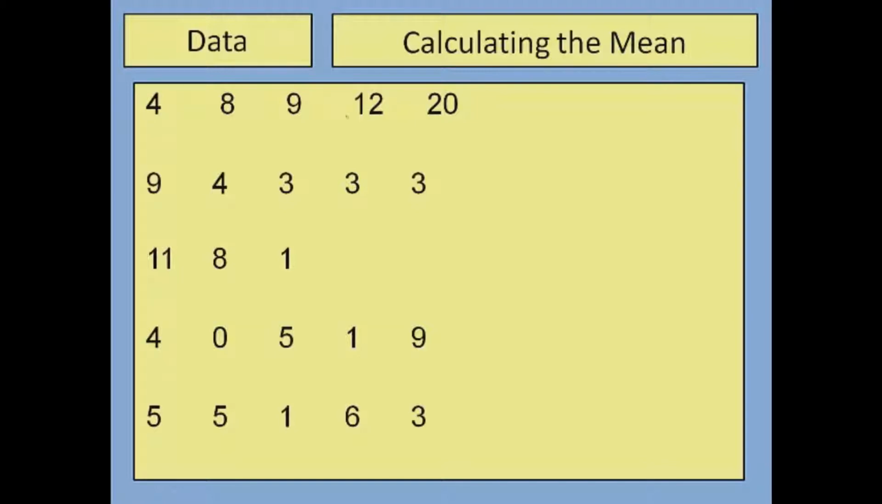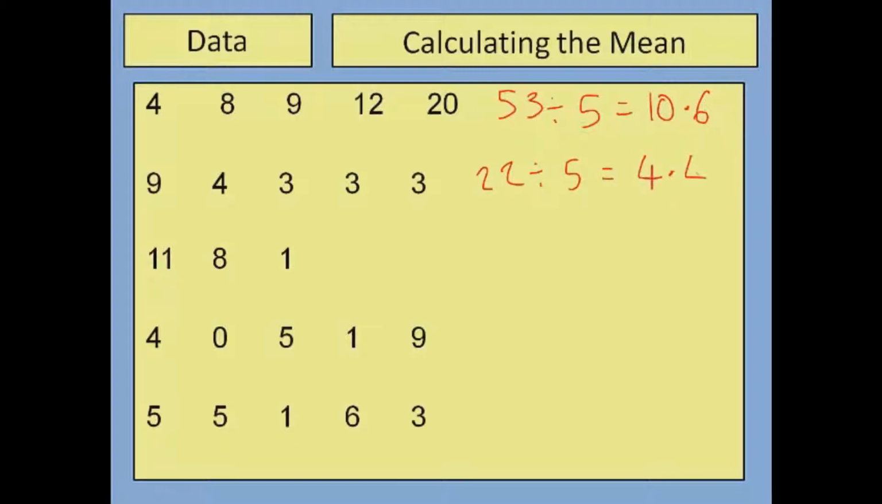Okay, here are the answers then. For this first question, when you add up the numbers, you should have got 53, and when you do 53 divided by 5, because that's how many numbers there are, you would end up with 10.6. For this next question, when you add them all up, you should get 22. You divide 22 by 5, and you get 4.4.